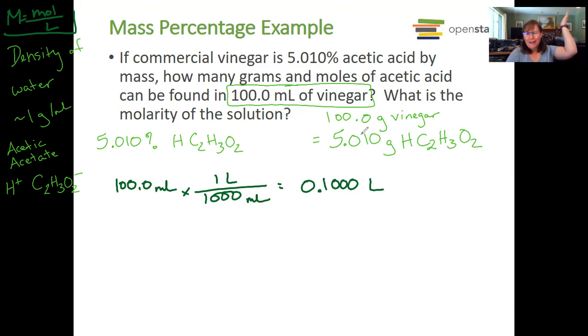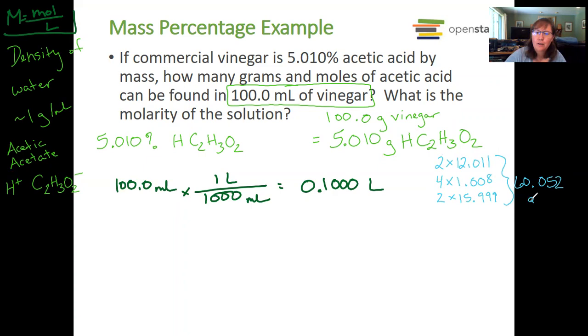This is where you say, oh, right, the first thing I was always supposed to do was to find my molar mass. Okay, so let's come over here and we'll say, now see how I have 2 carbons? That's 2 times 12.011. And I have 1 hydrogen out front and 3 hydrogens in the middle. So that means 4 times 1.008 and 2 oxygens, 2 times 15.999. And that means that the molar mass of my acetic acid is 60.052 grams per mole.